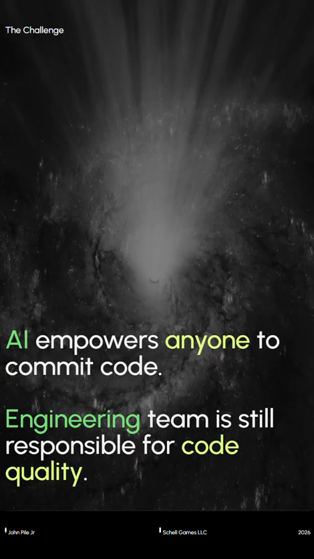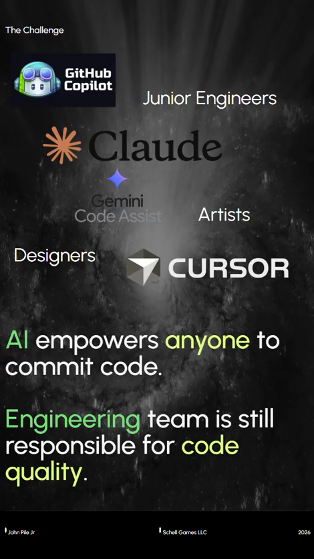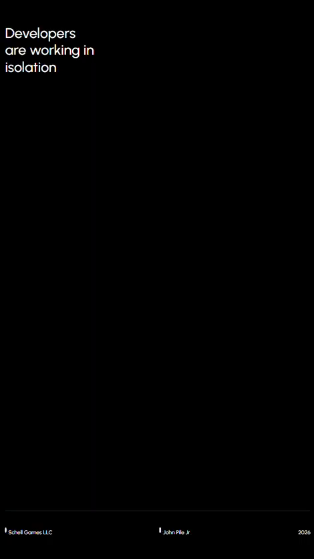So the challenge that we are seeing is that while it's true that AI is empowering really just anyone to create code commits into a large project, the truth is that in the end, the engineers are still responsible for the quality of the code.